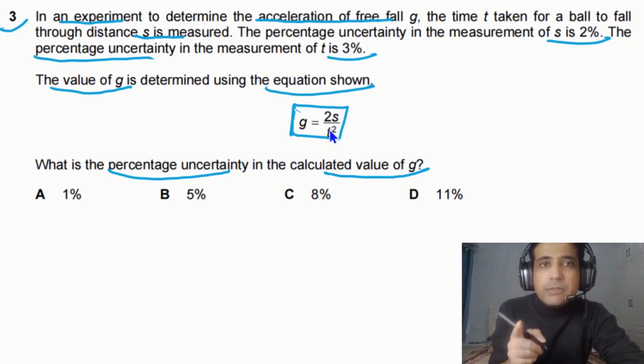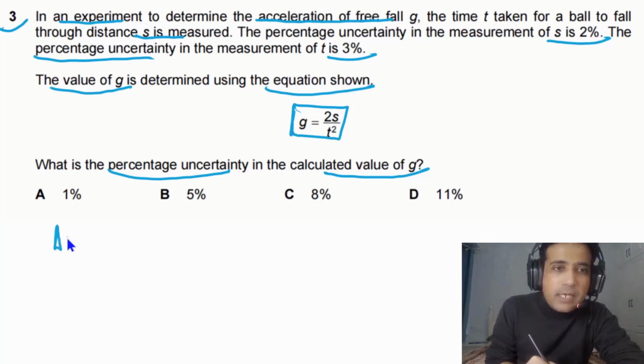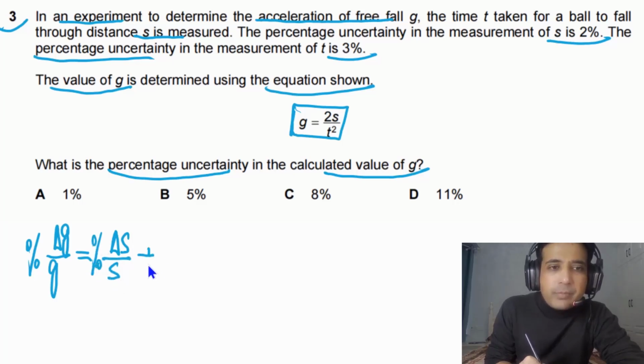So when quantities are multiplied or divided, percentage uncertainties are added. So in this case, simply we can say ΔG/G, the percentage uncertainty in G, has to be equal to the percentage uncertainty in S, ΔS/S, plus the percentage uncertainty in T, ΔT/T, and this one has to be multiplied by 2 because the power of T is 2.